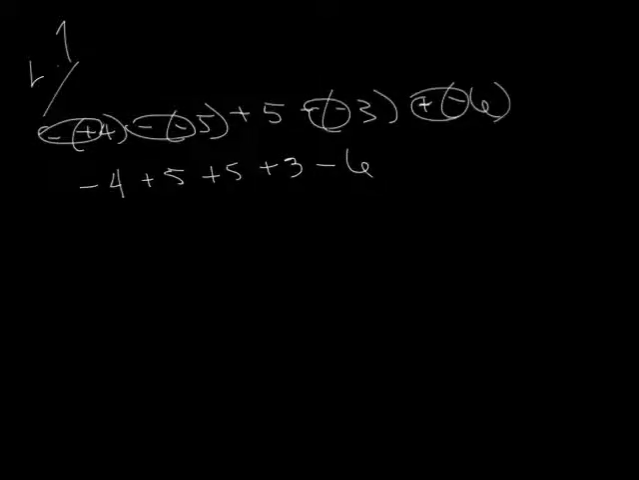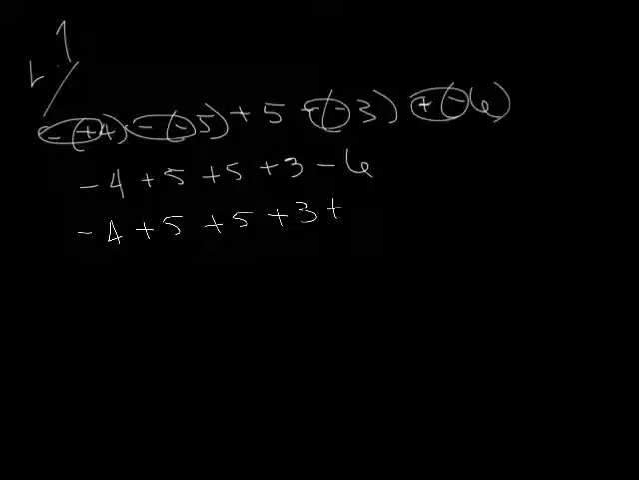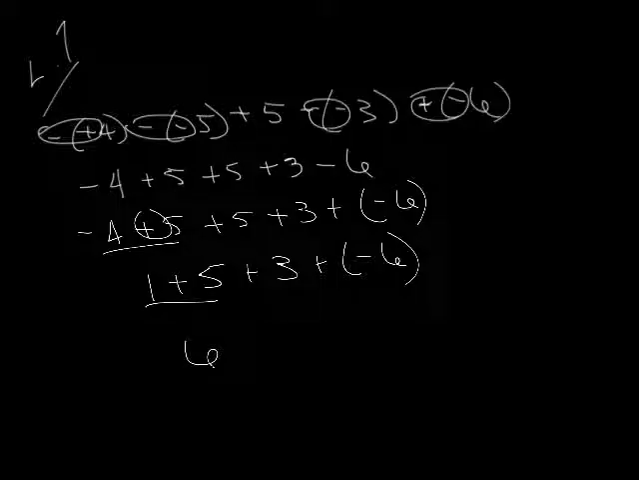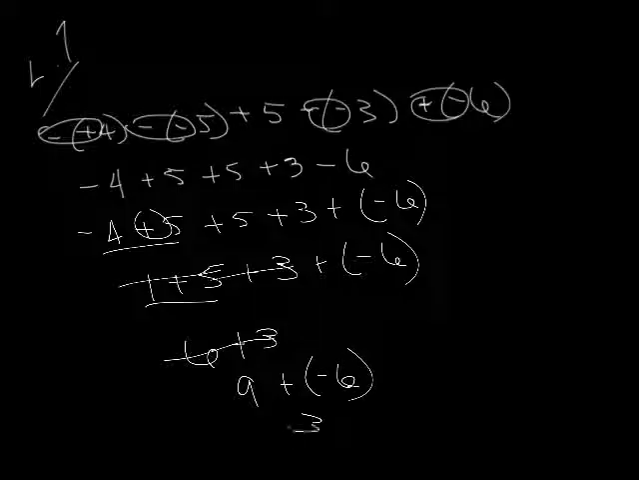So let's go ahead and write these with all pluses. So we've got negative 4 plus 5 plus 5 plus 3 plus negative 6. These two here, difference between those two is 1. Sign of the largest, 1 plus 5 plus 3 plus negative 6. These two is 6. So get rid of those. Plus 3 is 9. So get rid of that one. Plus negative 6. Difference between those two is 3. Sign of the largest on top, and we're done.